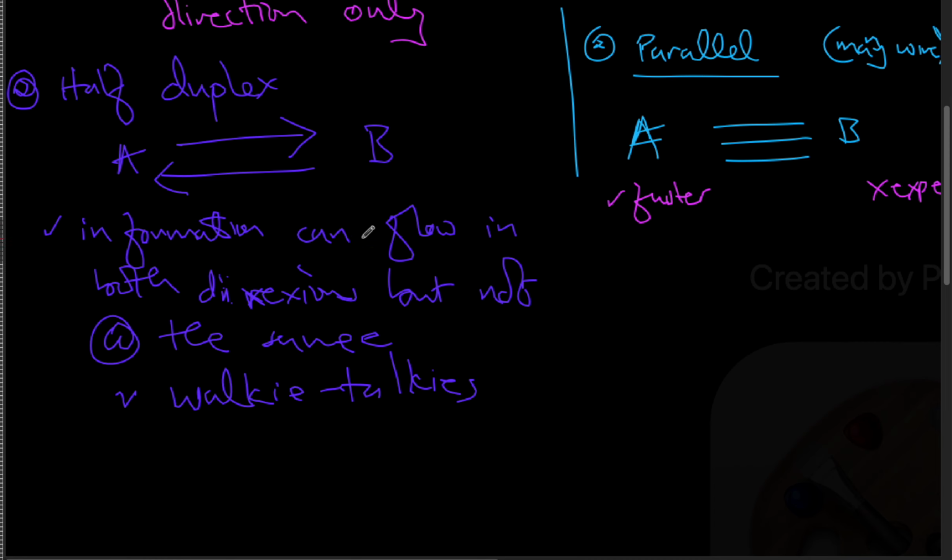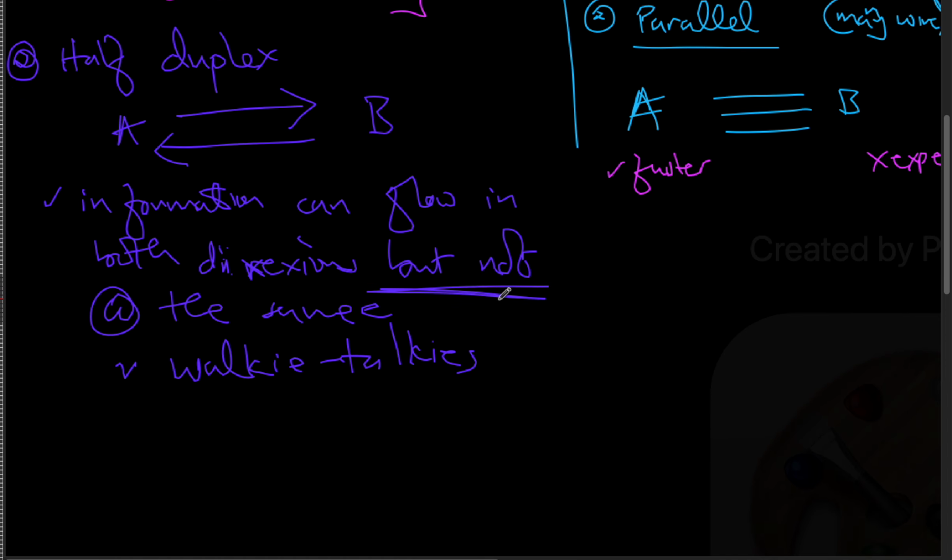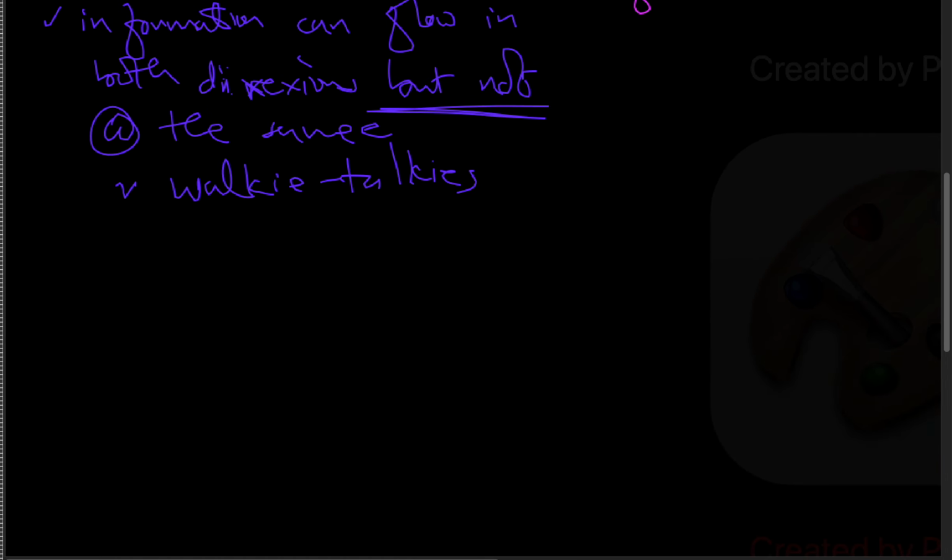So we're talking about half duplex now. We are saying that A can send to B and B can also send to A, but not at the same time. This is the key part, not at the same time. So we want to send now in both directions at the same time. We will now move on to talk about what is called full duplex.